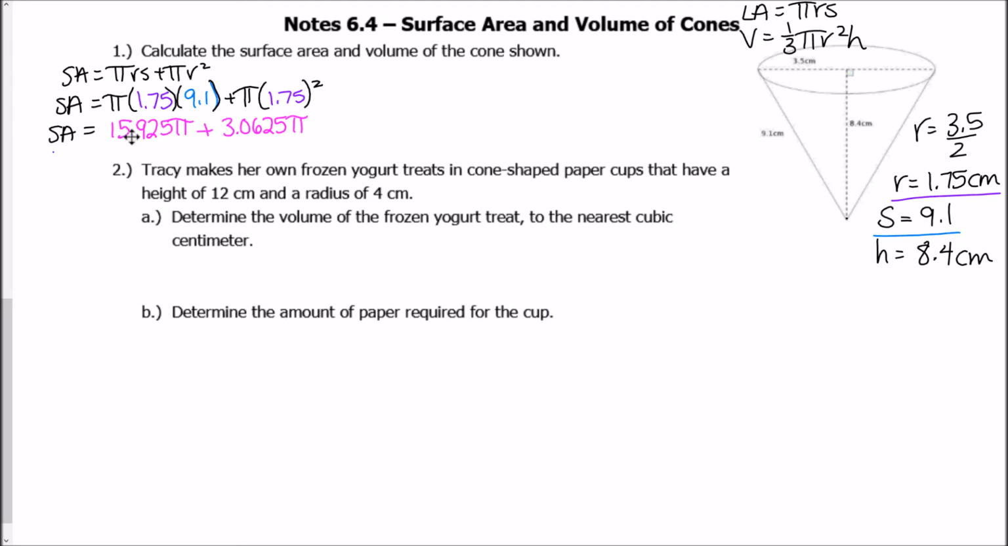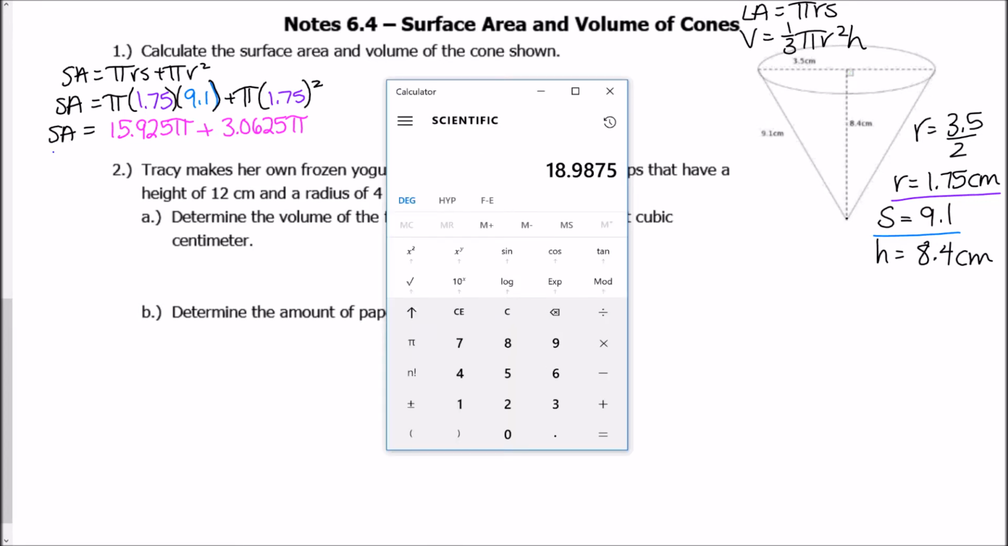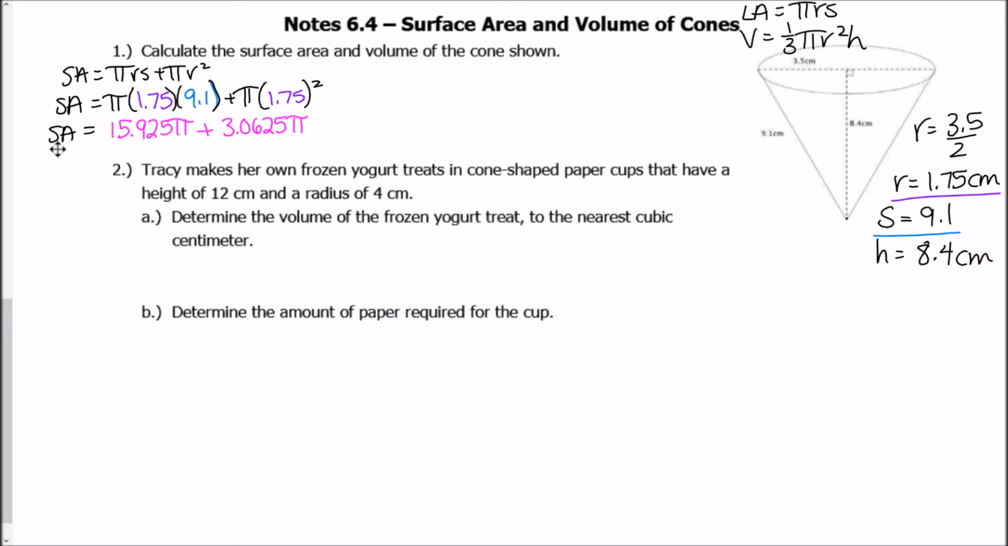Then it's like we have like terms here. We've got 15.925 pi plus 3.0625 pi. And when I add those together, 15.925 plus 3.0625, I end up getting 18.9875 pi. So my surface area is going to be, like we said, 18.9875 pi. This is my exact answer because pi is irrational and it goes on forever and ever.